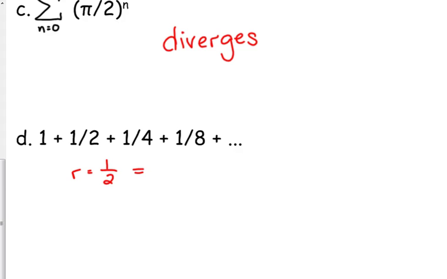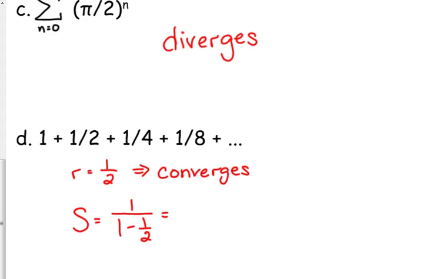So that means this converges, so we can find its sum. The sum is equal to the first term, 1, over 1 minus the ratio. So that's 1/(1/2), which is 2. Okay, the sum of 1 plus a half plus a quarter and so on, for infinity, is 2. Kind of neat.